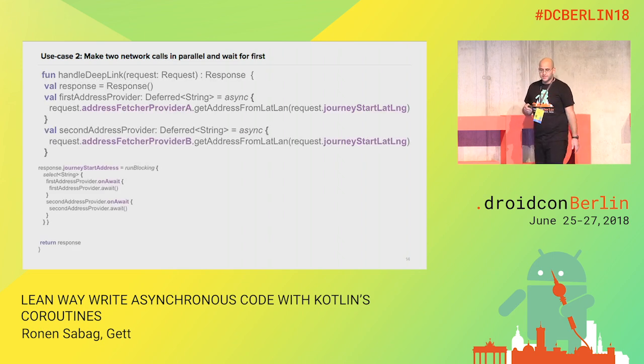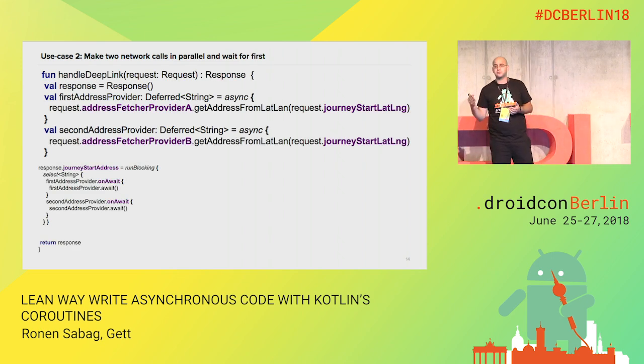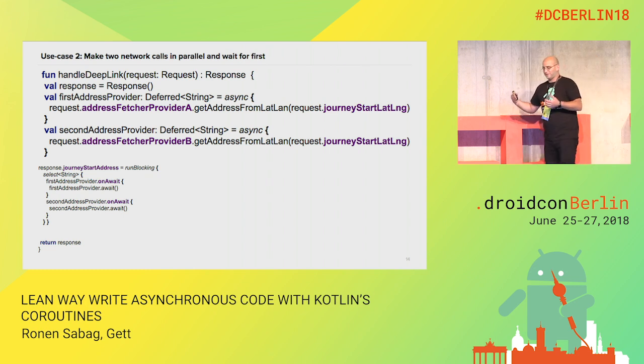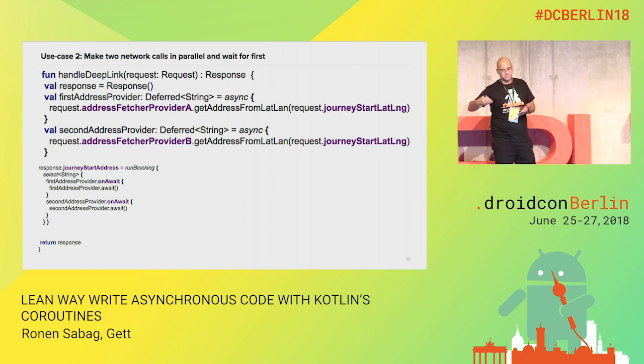For example, let's say that we have 2 providers that know how to reverse geocode from a lat long to some string. One of them is Google, and the other one is my best friend startup, and I want to help him. So we're going to use both of them. Now, instead of using the launch coroutine, we're going to use async.